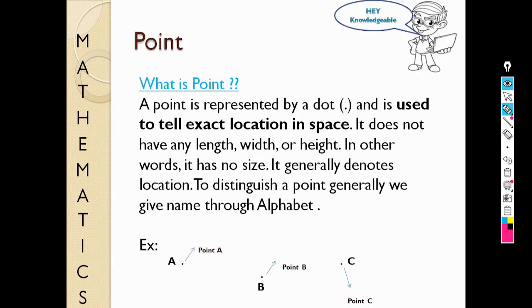Coming to the first geometrical shape, that is point. So what is a point? A point is represented by a dot and used to tell the exact location in space. It does not have length, width or height. In other words, it has no size. It generally denotes location. To distinguish a point, generally we give a name through an alphabet. So if you see here, this point has been given the name A, this point has been given the name B, this point has been given the name C. Similarly, when we are trying to write about the point, we can write it as point A, point B, point C, and so on.